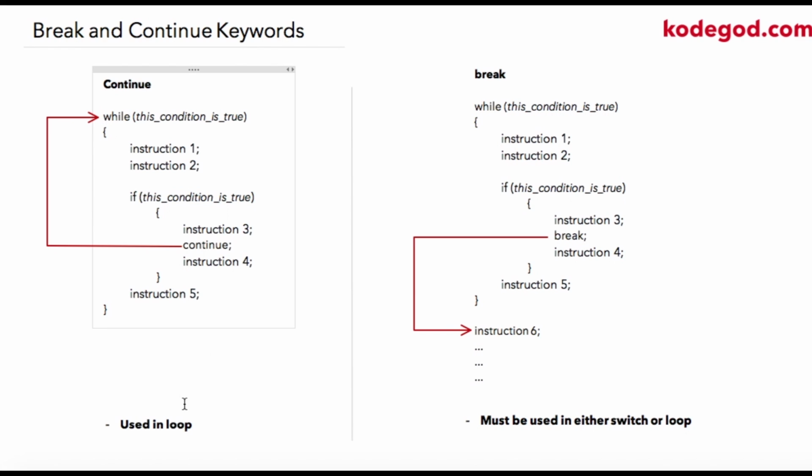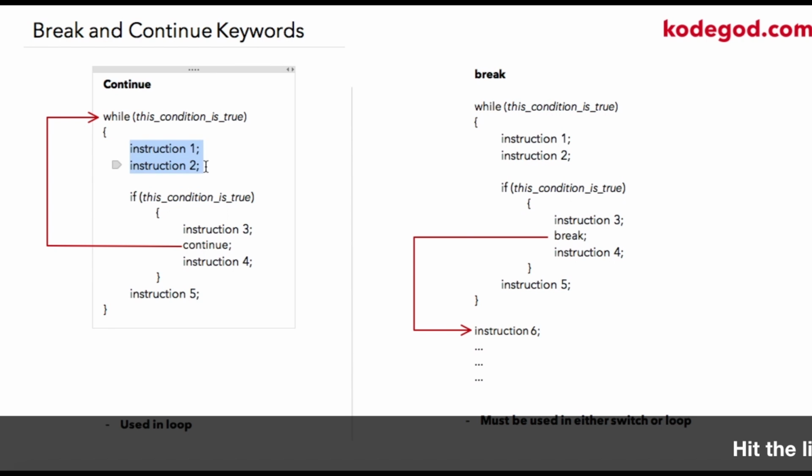The continue keyword must be used within a loop. So I'm taking a while loop over here. Until this while condition is true, we are sure that instructions 1 and 2 will always be executed. I'm adding a condition here. If this condition is true, again instruction 3 will be executed. Now because I have added a continue keyword over here, as soon as the controller reaches this statement, the controller will go back to the starting of the while loop again. So in this case, instruction 4 will be skipped.